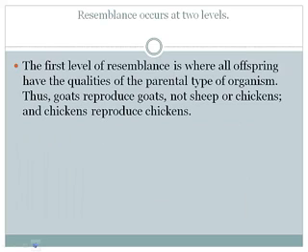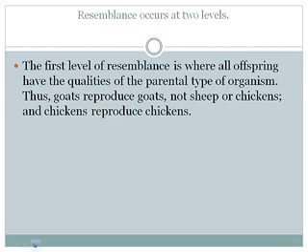Now, let's talk about resemblance, which occurs at two levels. The first level of resemblance is where all offspring have the qualities of the parental type of organism. Thus, goats reproduce goats, not sheep or chickens, and chickens reproduce chickens.